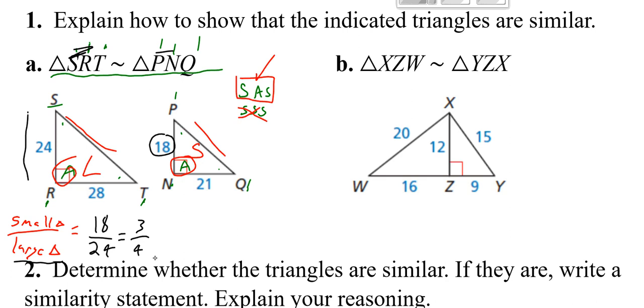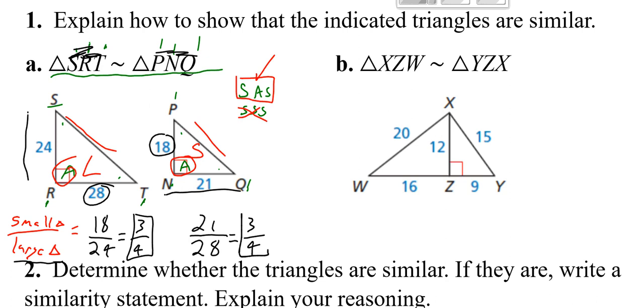Okay, so now for my next side to test, my large side is 28, so I get 28 over... RT corresponds to NQ, which is 21. 21 and 28, if you're a football fan, you know they're divisible by 7. So 21 has 3 touchdowns, 28 has 4 touchdowns. Okay, or factors. So since they both reduce to 3/4, it's proportional.